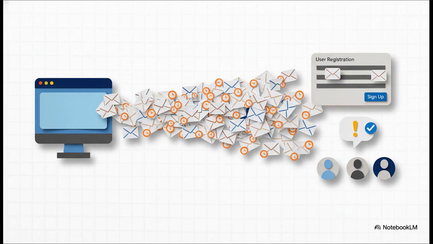Just think about a QA team. They need to test if their new app can handle 1,000 people signing up at once. With an API, that simulation takes minutes. Manually, that would take days, maybe weeks.